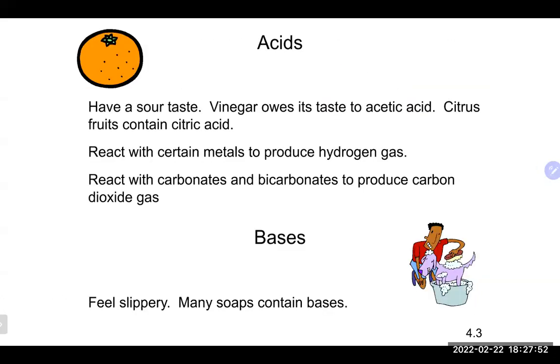All right, so acids, they have a sour taste. Clearly don't taste any acid or bases in the lab. You should be wearing your mask, so you shouldn't be doing that anyways, right? But vinegar basically is acetic acid. Fruits have citric acid. They react with certain metals to produce hydrogen gas, and everybody's favorite reaction, which is, what type of reaction is this guy?